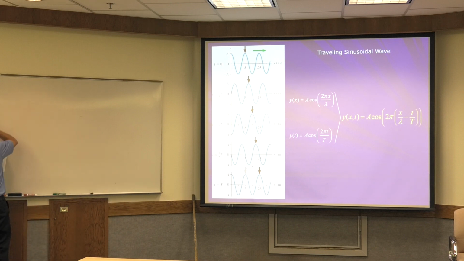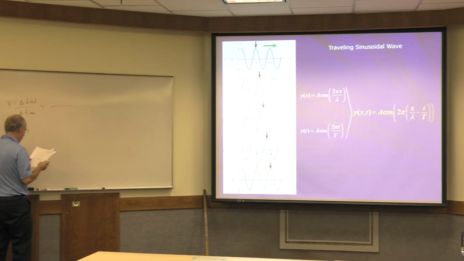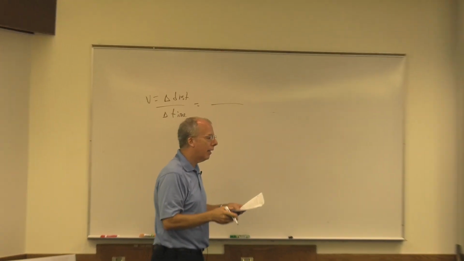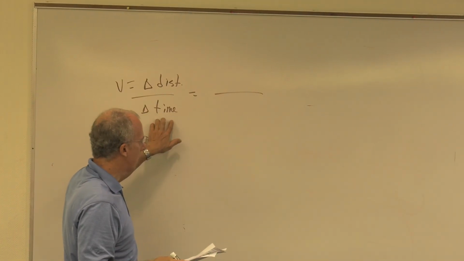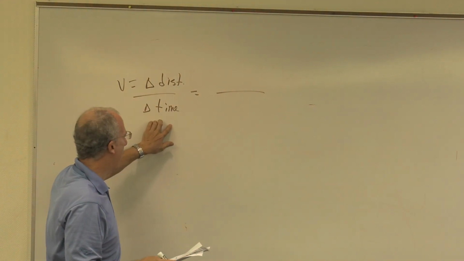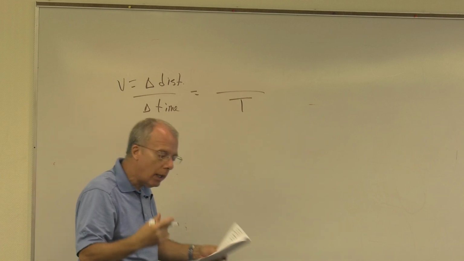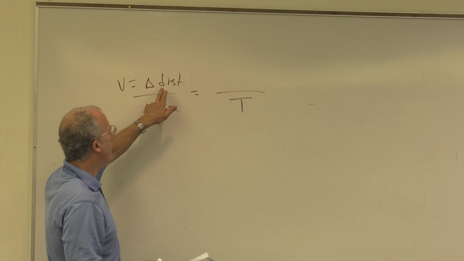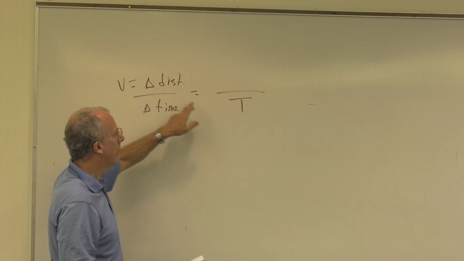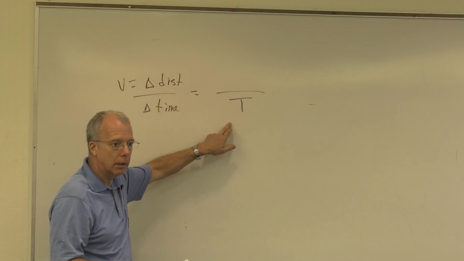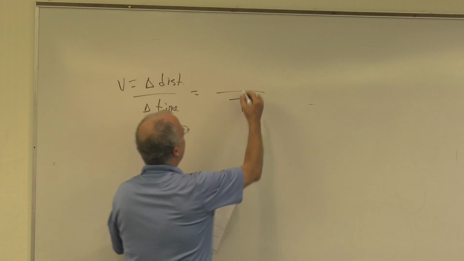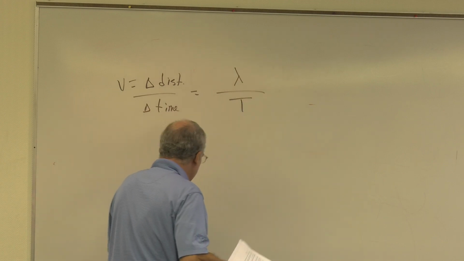All right, so back in the good old days, velocity equals the change in distance over the change in time. Okay, we're talking about waves, right? So let's choose a very special time. For our time, let's say a period. So the question is, how far does a wave move in one period? Well, wavelength, right? Yeah, wavelength.